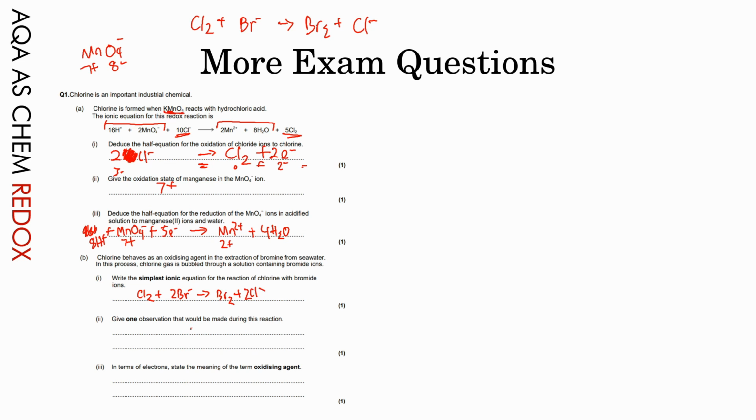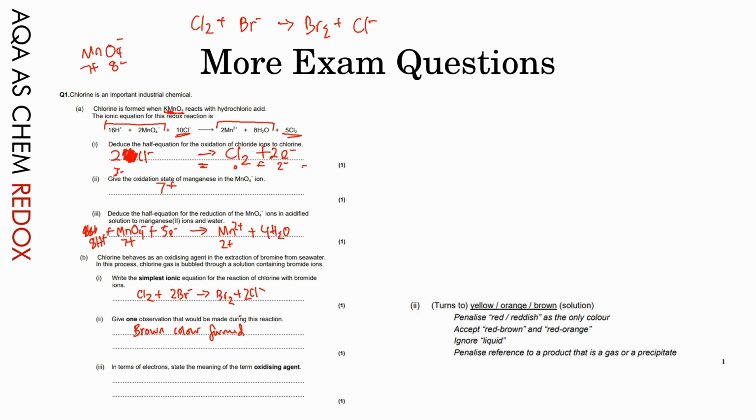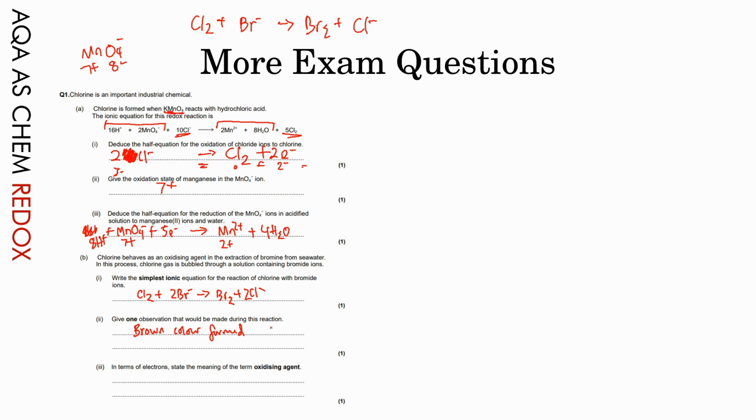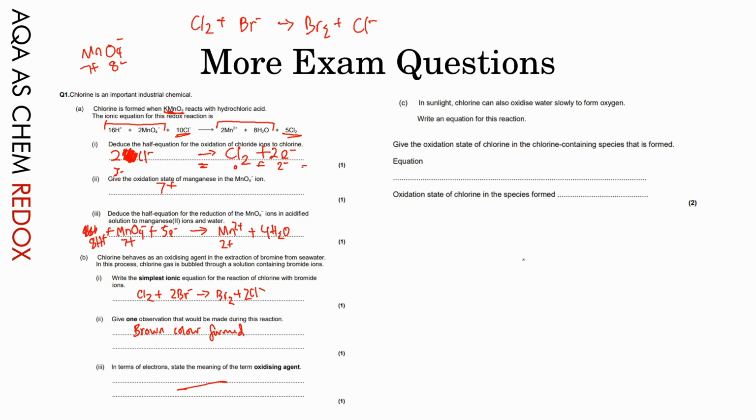Observation. Well, elemental bromine is a very strong color. So I would think there would be some sort of brown color formed. It might be a brown gas formed. I don't know. This is how I'd answer it if I'm really stuck. Just pick from what I know and BS the rest. In terms of electrons, state the meaning of the term oxidizing agent. We've already done that, so I'm not going to write it again.